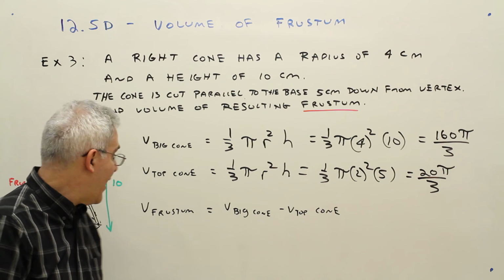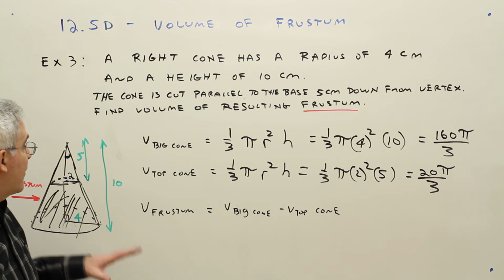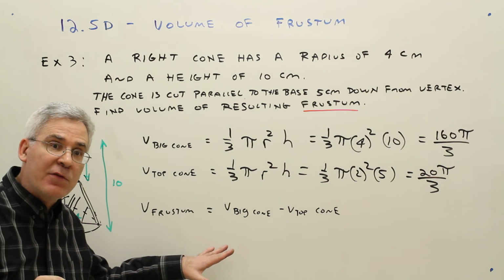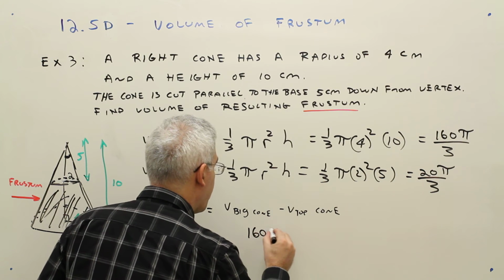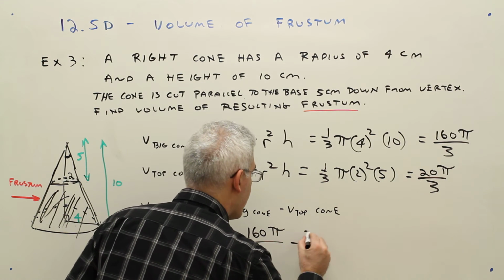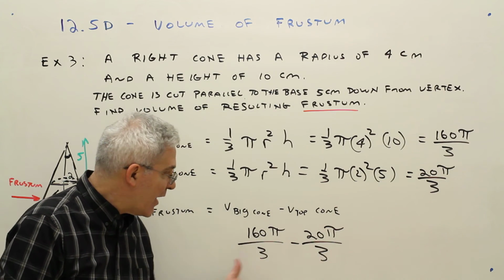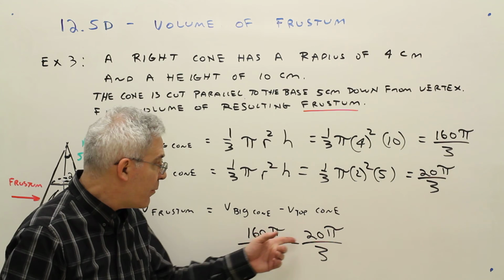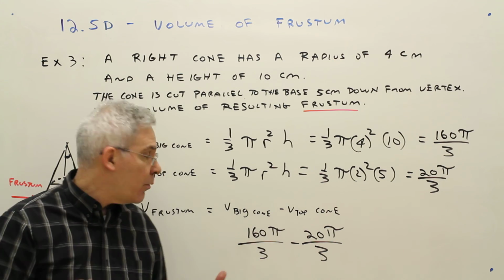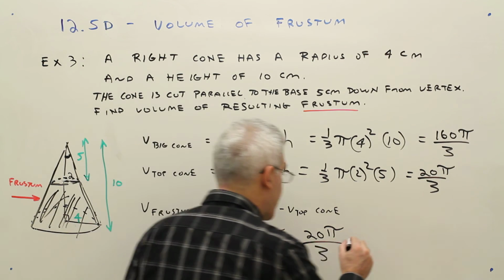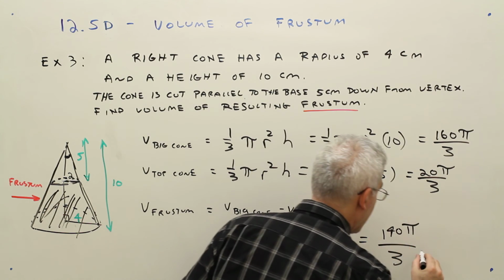And then finally, to answer the question, to find the volume of the frustum is just going to be big cone volume minus top cone volume. So I'll show my work here. 160 pi over 3 minus 20 pi over 3. That works out nicely. I've got a common denominator, and I can subtract. Pi's are like terms. So 160 pi minus 20 pi will give me 140 pi over 3. And that'll be centimeters cubed.